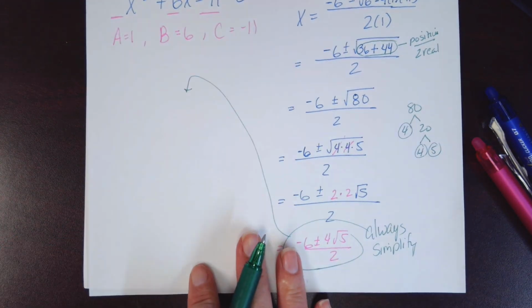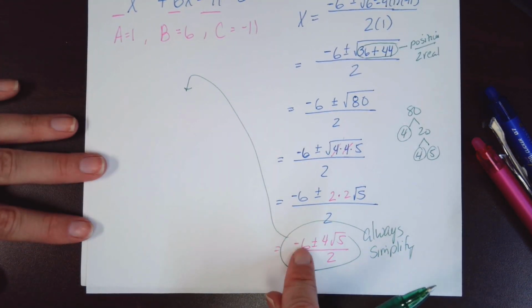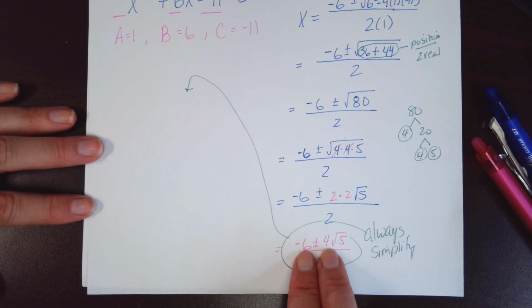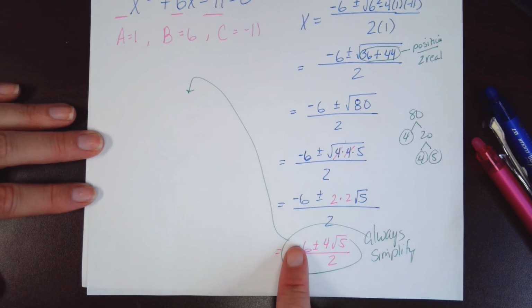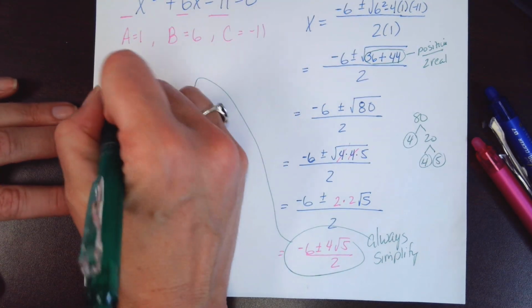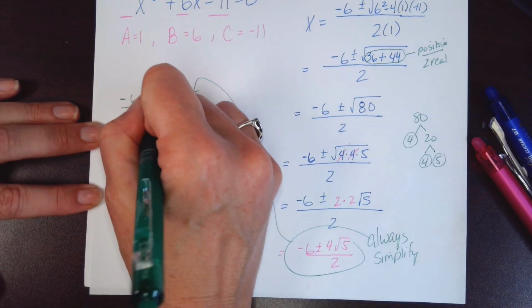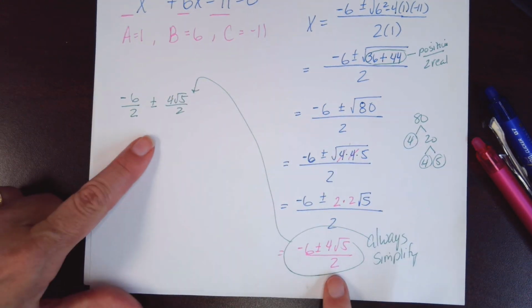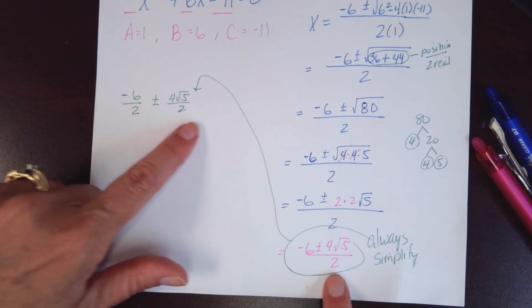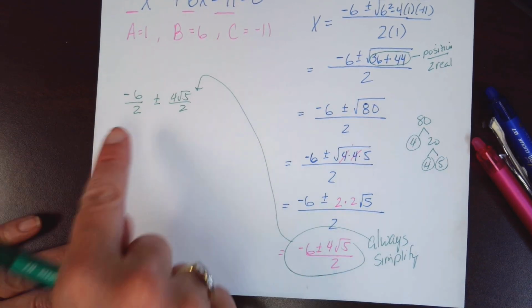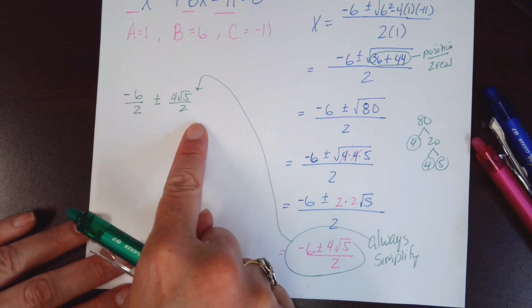So I'm going to come up over here because I ran out of space. I have an option. I can look at this as, okay, I've got 2 terms in my numerator, I can factor out a 2, or I can just split them apart because I've got 2 terms in my numerator, each of them over that denominator 2. So I can take this rational expression and rewrite it as negative 6 over 2 plus minus 4 square root 5 over 2. Same thing, just written as 2 separate terms. Both of them have 2 as their denominator. And now I can focus on each term individually to simplify.